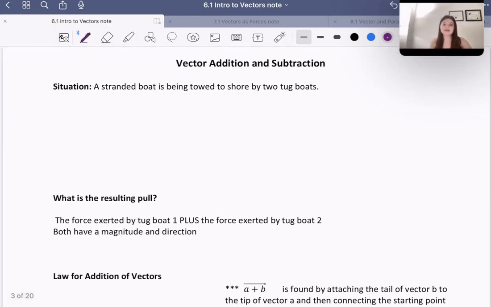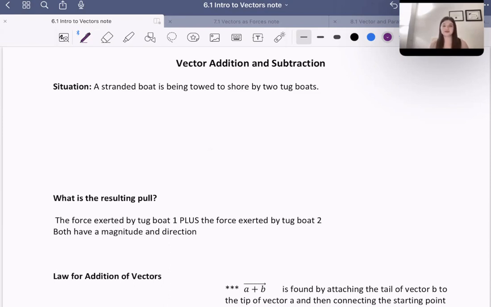So here it says there's a situation. A stranded boat is being towed to shore by two tugboats. What is the resulting pull? Well, let's think about that. It's basically the force exerted by tugboat 1 plus the force exerted by tugboat 2, and both of them have a magnitude and direction. And so a question that we're going to be able to answer today is how would we be able to figure this out?